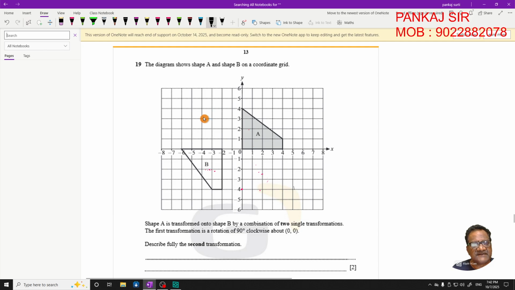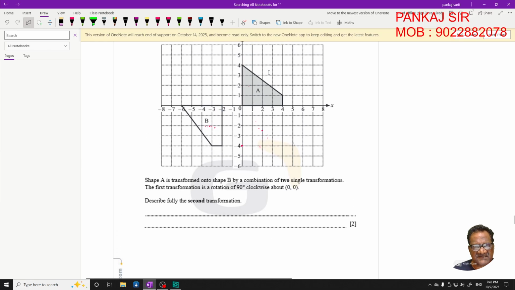This is question number 19, and it says that the diagram shows shape A and shape B on the coordinate grid. So this is shape A and this is shape B. On the coordinate grid they have shown you these two shapes. What the question further says is shape A is transformed onto shape B by a combination of two single transformations. So A is an object which has been transformed once, and then that image is transformed a second time to give you the final image B.